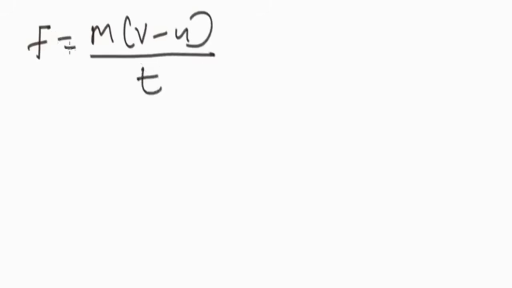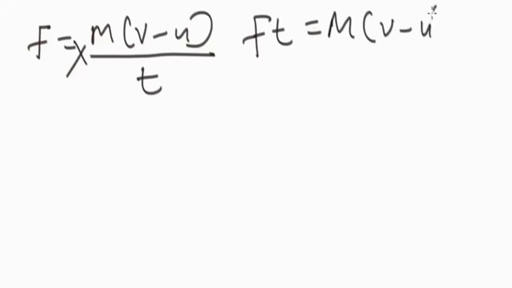Alright, so this is Newton's second law of motion, what he's talking about mathematically. If you cross multiply it, you're going to have Ft, which is impulse, because impulse is calculated using force times time, equals momentum, mass times change in velocity. So this is what Newton's law of motion is trying to express.